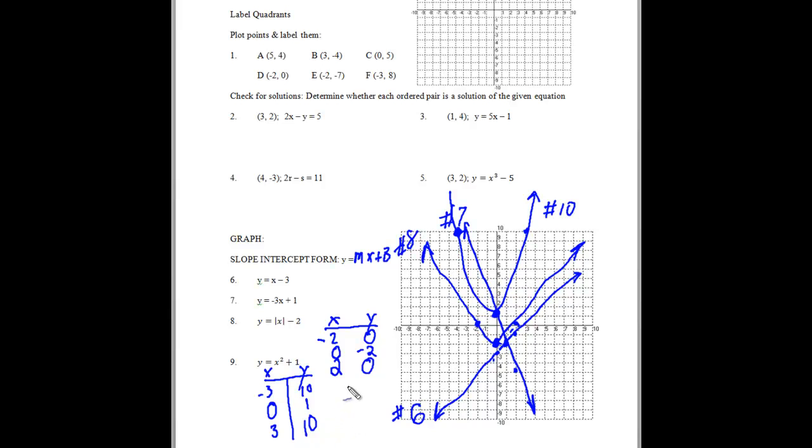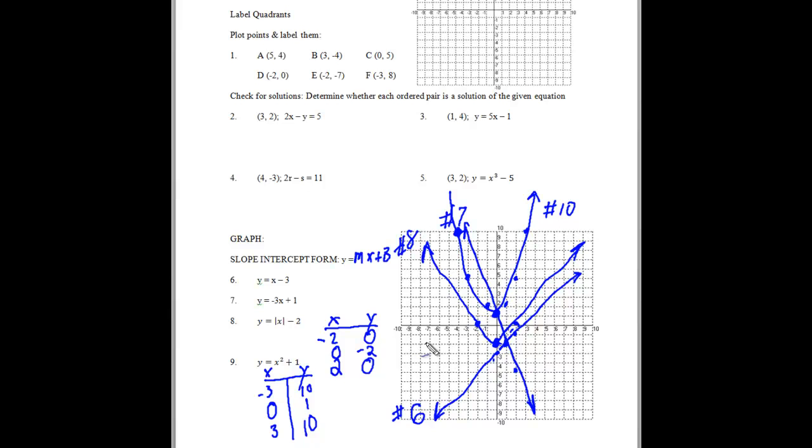Like for example, if I plugged 1 in for x, my point would be 2 here. So 1 would be 2, and negative 1 would be 2 as well. And if I plugged in 2, that would be 4. 4 plus 1 is 5, and that would give me this point here and this point here. So it's more of a smile than that straight line.